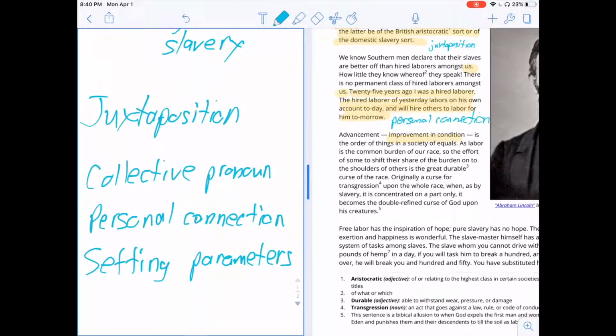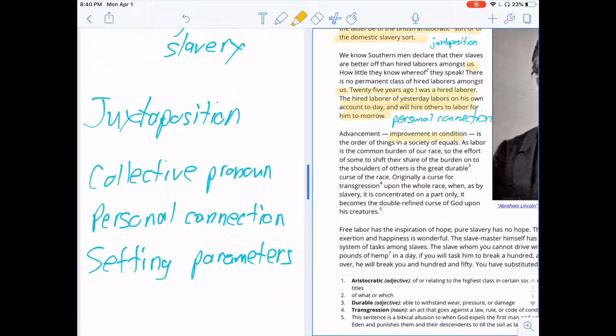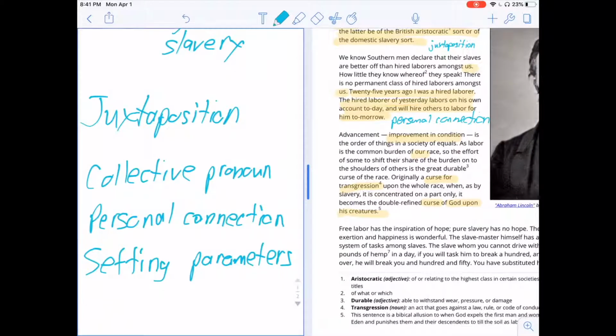"As labor is the common burden of our race," there's that collective pronoun again, "so the effort of some to shift their share of the burden onto the shoulders of others is the great durable curse of the race. Originally, a curse for transgression upon the whole race, when, as by slavery, it is concentrated on a part only, it becomes the double refined curse of God upon his creature." In this, you can mention the use of religion, God upon his creature, curse, and that's about their curse for transgression as well. So we could add to the list religious language.